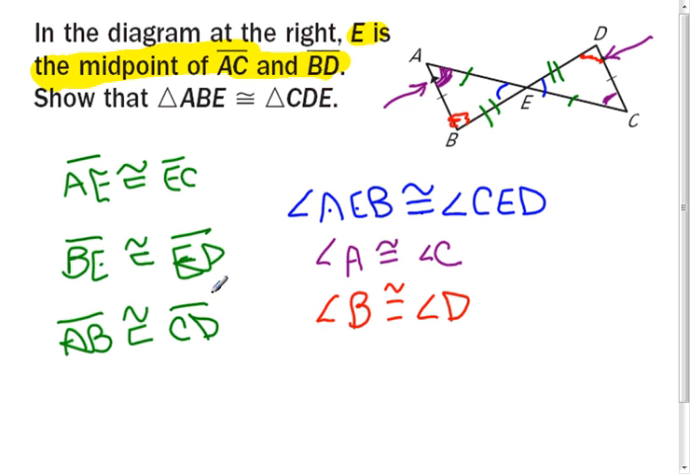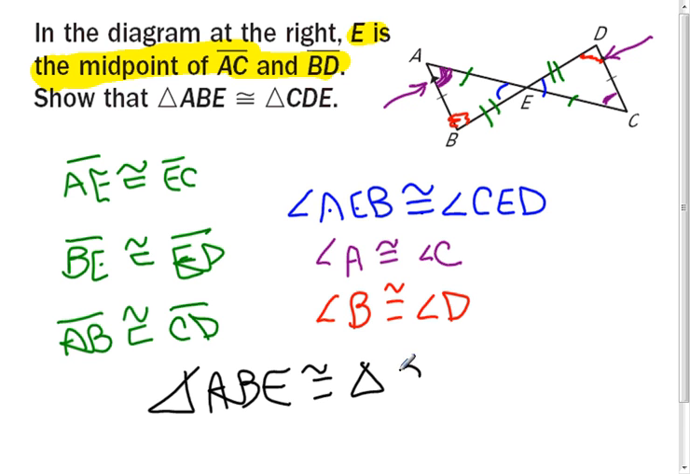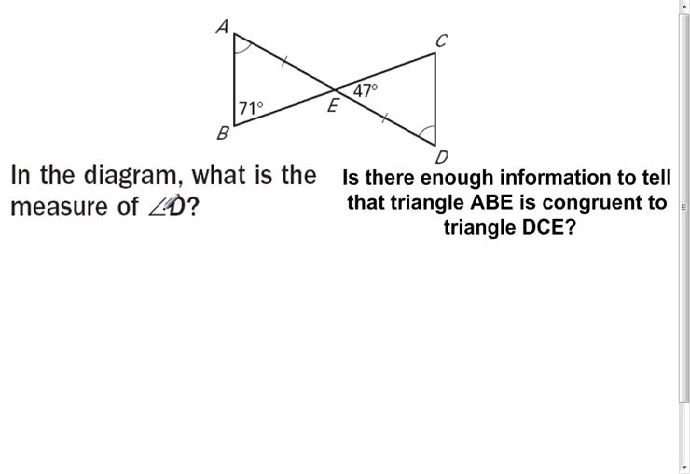Now that we have all 3 sides, all 3 angles, we can sum it up together and make our congruence statement that triangle ABE is congruent to triangle CDE. Man, this seems like a lot of work, doesn't it? Listing out 6 things each time. There's gotta be a shorter way. Maybe we'll find out. Not yet, though.